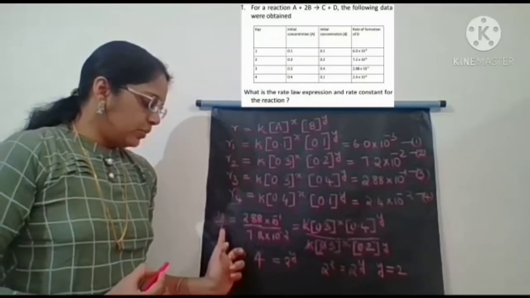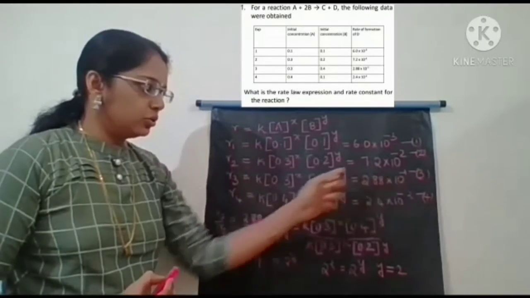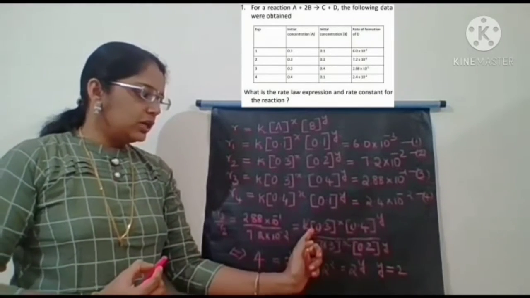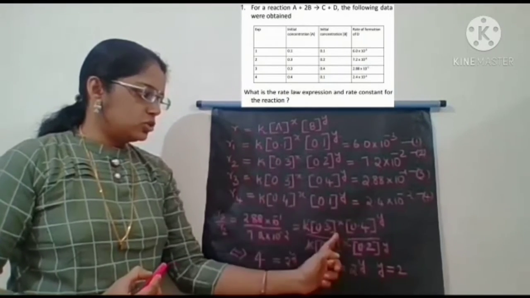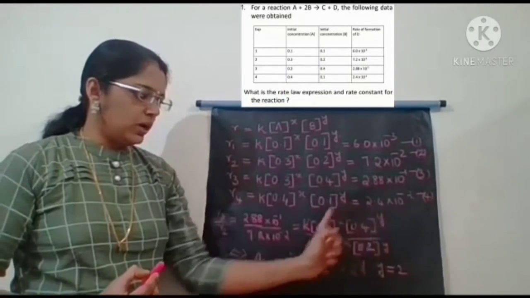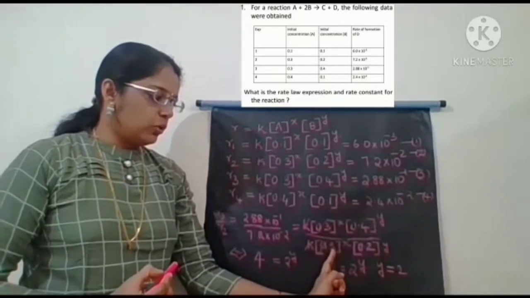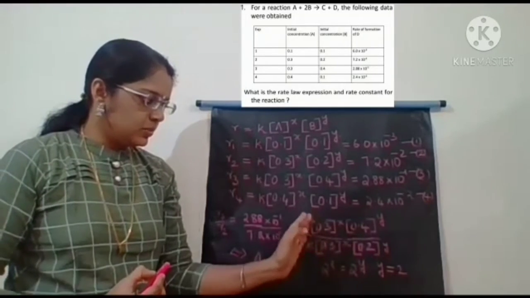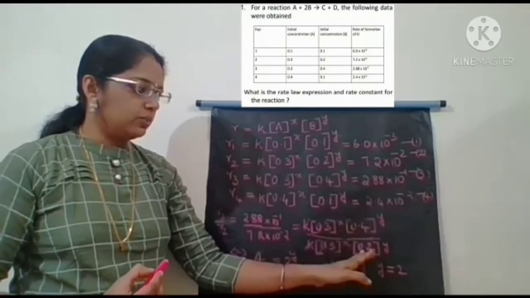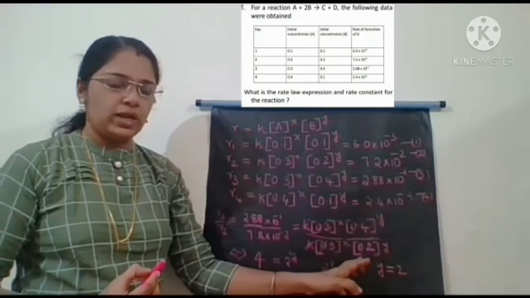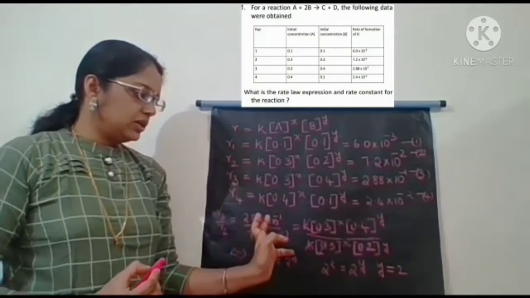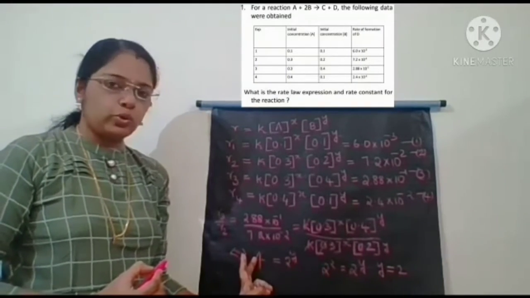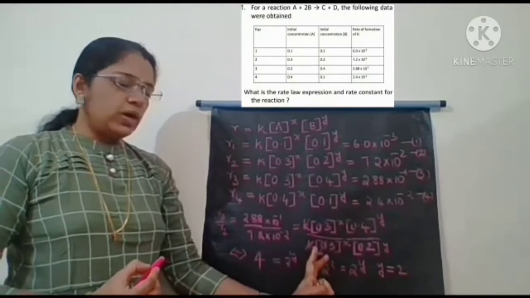Then R3 divided by R2 is equal to 2.88 × 10^-1 divided by 7.2 × 10^-2, is equal to K into concentration of 0.3 raised to X into concentration of 0.4 raised to Y, divided by K into concentration of 0.3 raised to X into 0.2 raised to Y. Here K is constant, so we can cancel it, and then 0.4 divided by 0.2 is 2 raised to Y, is equal to 2.88 × 10^-1 divided by 7.2 × 10^-2, which is equal to 4.